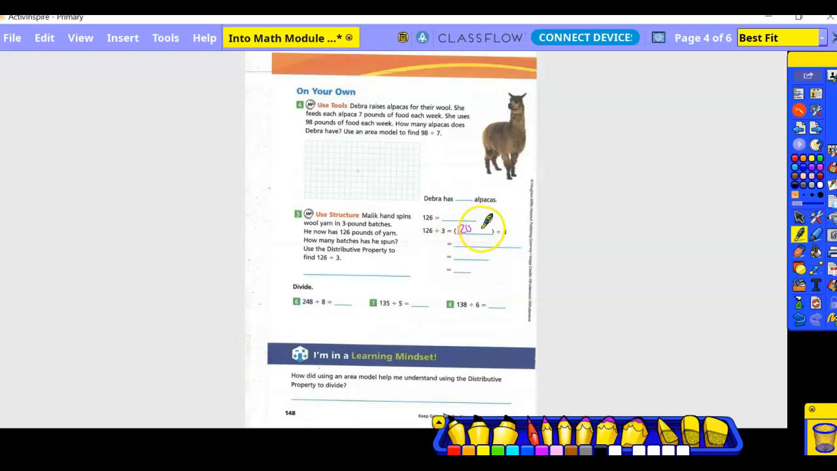plus 6. So then I'm going to pull that apart and say 120 divided by 3 plus, not 120, sorry, but 6 divided by 3.